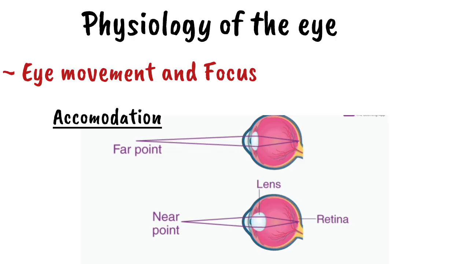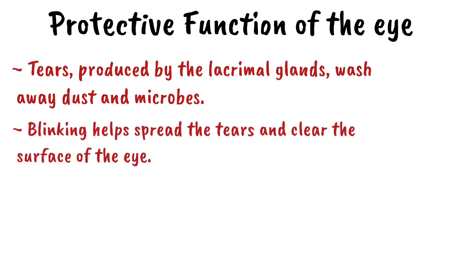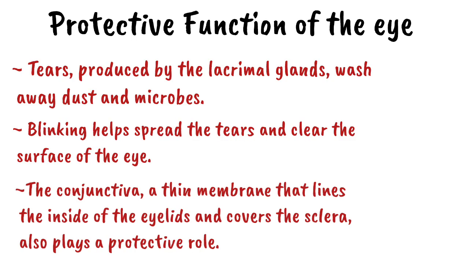Now let's talk about protective functions of the eye. So we have the tears, which are produced by the lacrimal glands to help wash away dust or microbes or any foreign body that finds its way into the eyes. Then we also have blinking, which helps spread the tears and clear the surface of the eye. Then we also have the conjunctiva, which is a thin membrane that lines the inside of the eyelids, and they cover the sclera and also help to play a protective role.